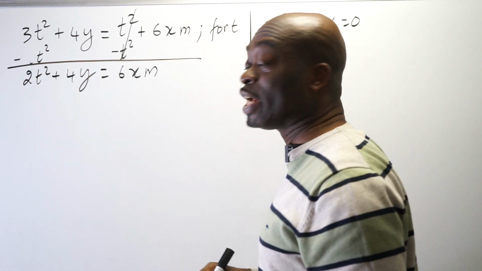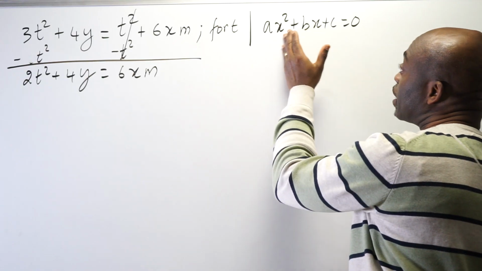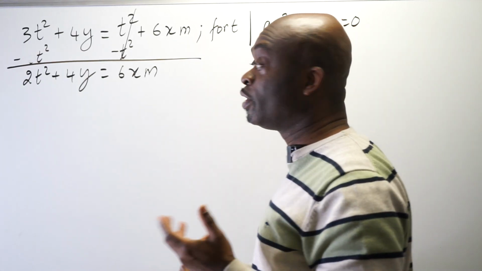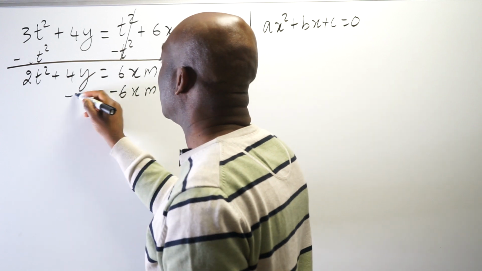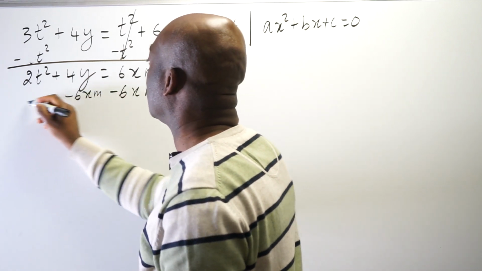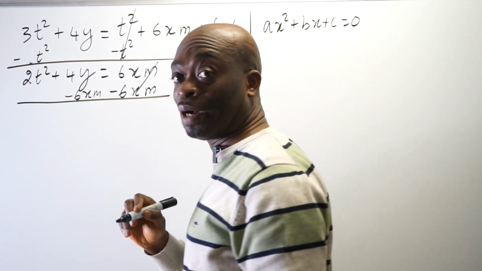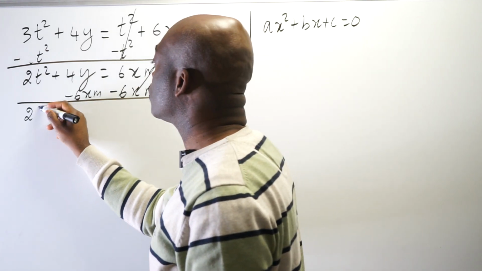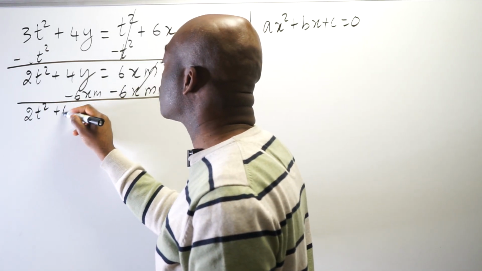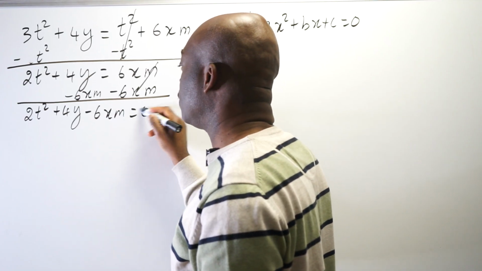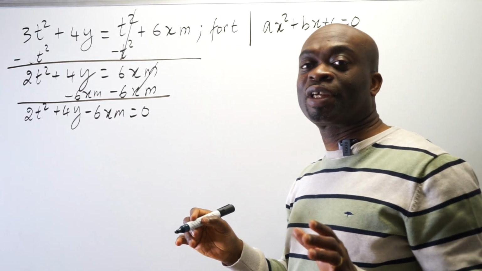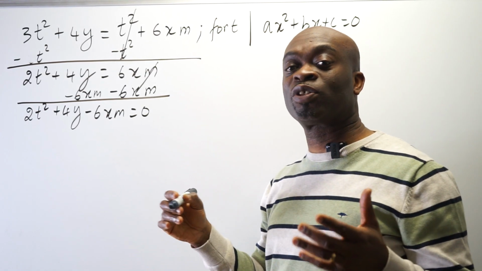Okay, are we finished yet? No, because remember, we need everything on one side and the other side equal to 0. So that means we're going to do what? Negative 6xm, negative 6xm. So this is out. So we end up with what? 2t to the second power plus 4y minus 6xm equals 0. So now it's coming to shape.